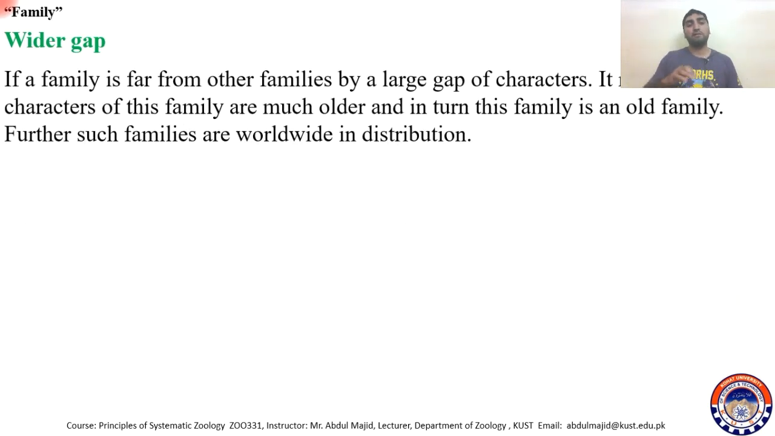Now, if a family is far from other families by a large gap of characteristics, it means that the characters of this family are much older, and in turn, this family is an old family. Further, such families are worldwide in distribution, because if a family is an old one, you can find such families, mostly, not all the time, throughout the world. Because they are older, with the passage of time they dispersed and distributed to various ecological zones of the world.